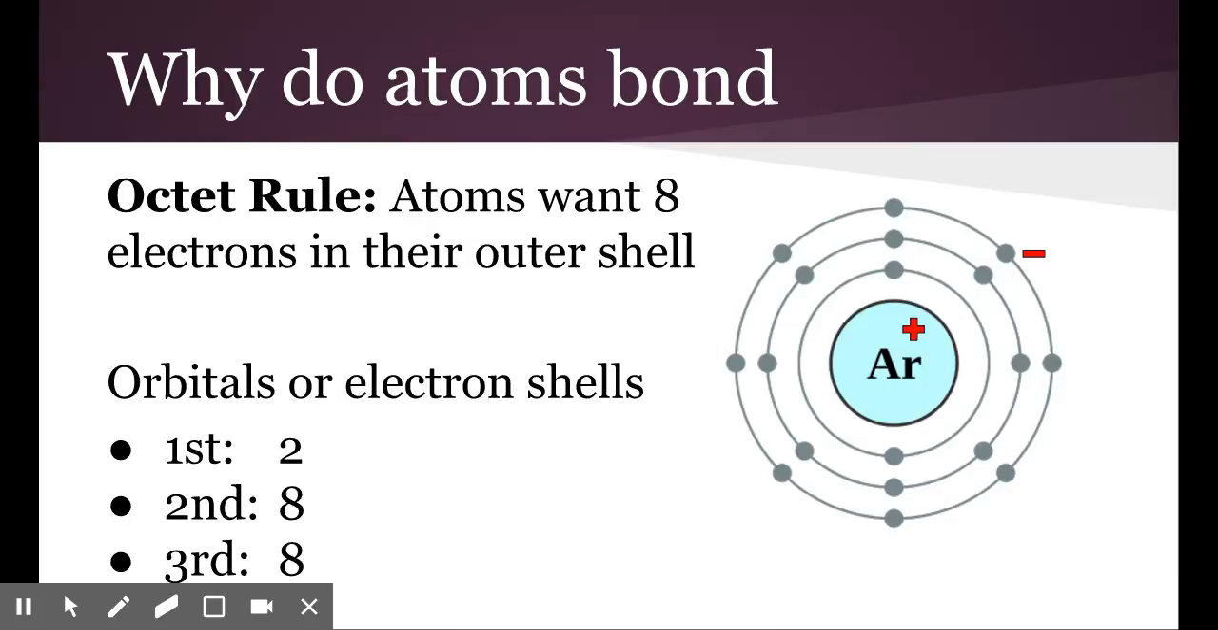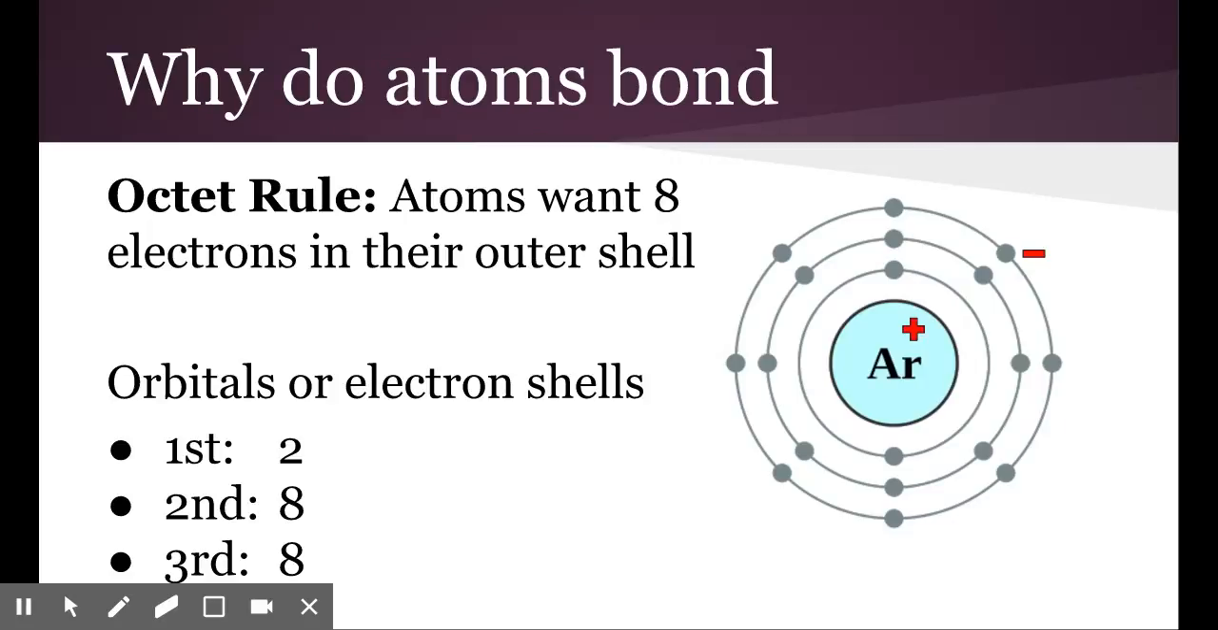So what they're going to do is play a little electron exchange game in order to get to this stable position. They'll share them, they'll give them away, and that's what bonding is. It's atoms trying to fulfill this octet rule to become as stable as they can be.